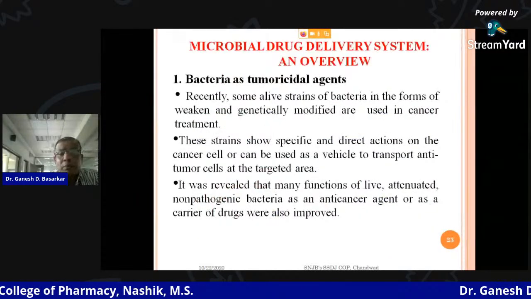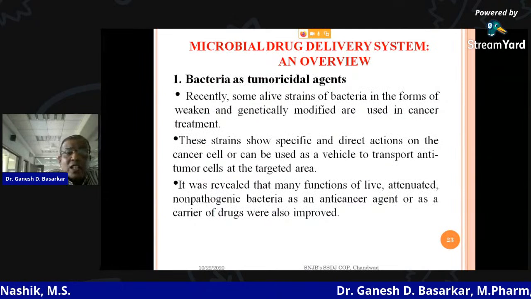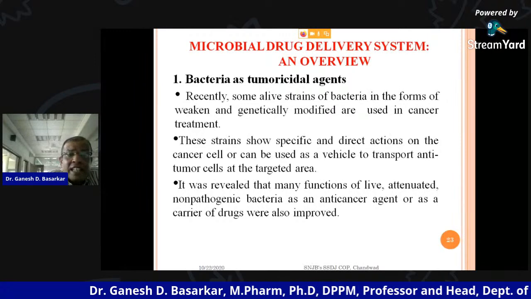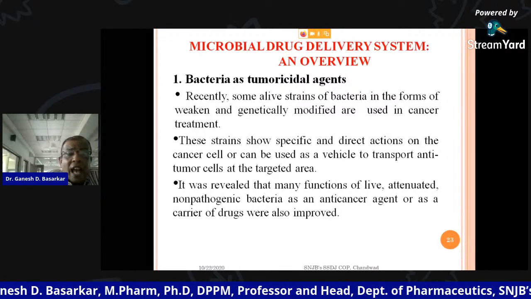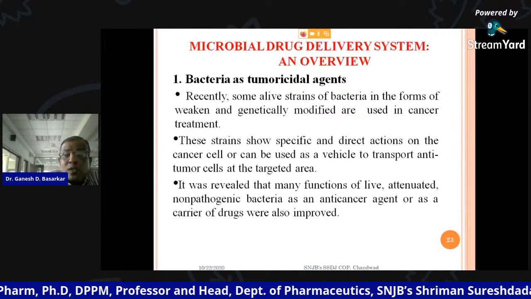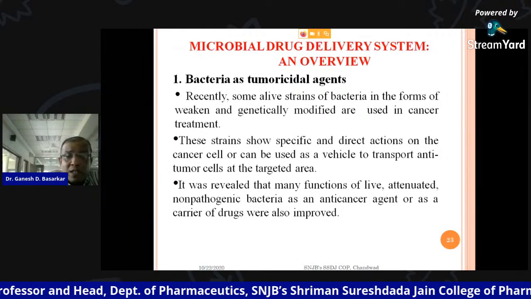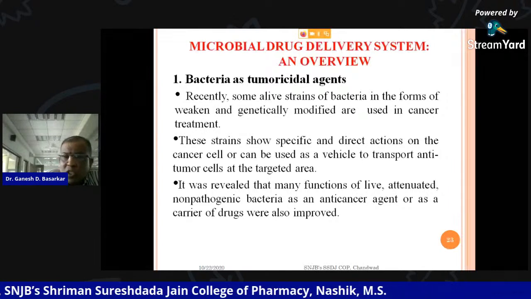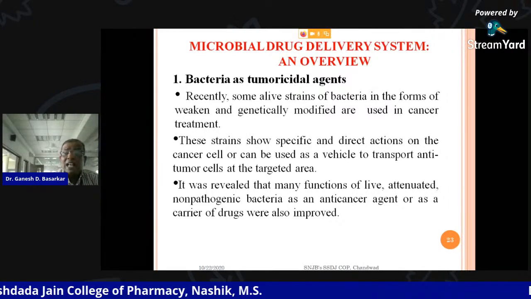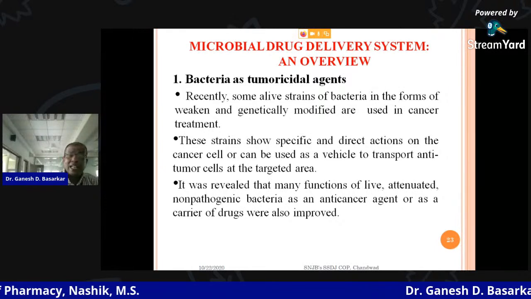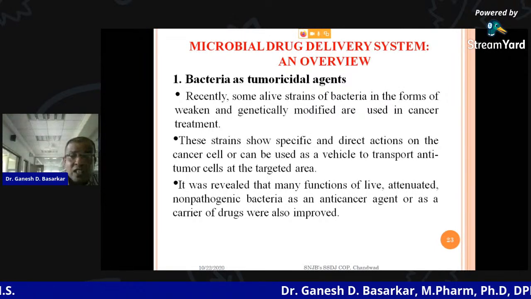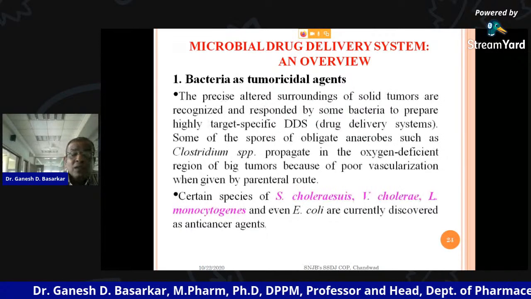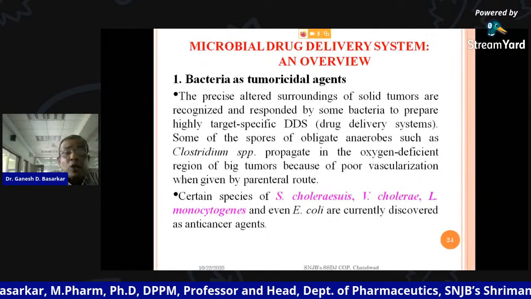Right. Now, bacteria as tumoricidal agents: some live strains of bacteria show direct action on cancer cells and are used as a vehicle to transport anti-tumor agents. While going through the literature and market search, it was found that many functions of live attenuated non-pathogenic bacteria as anti-cancer agents, or as carriers for drugs, have also improved. So these are a few examples as tumoricidal agents.